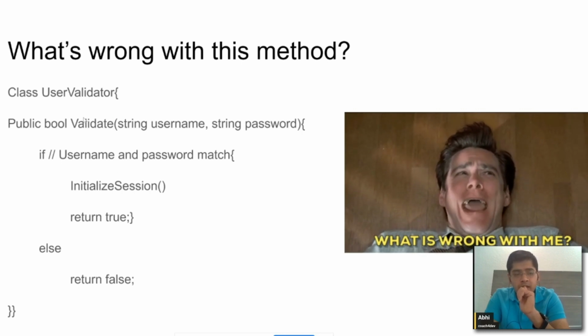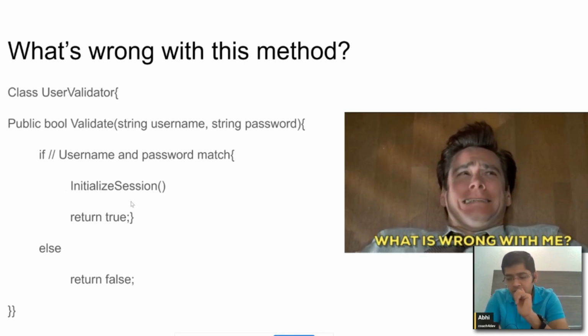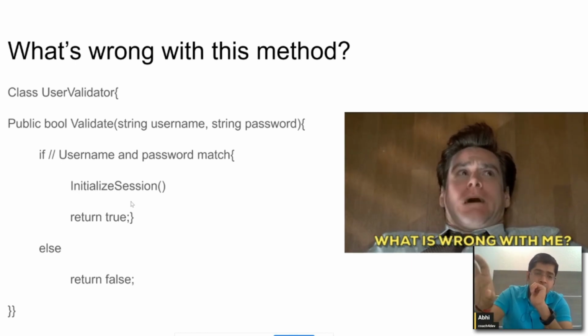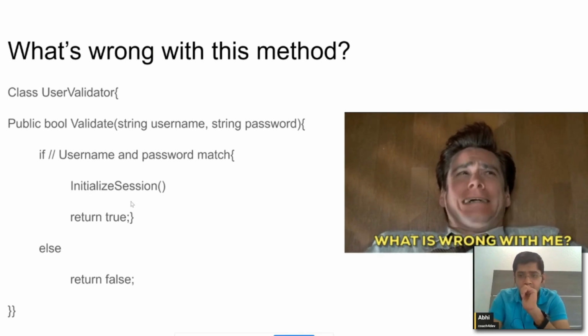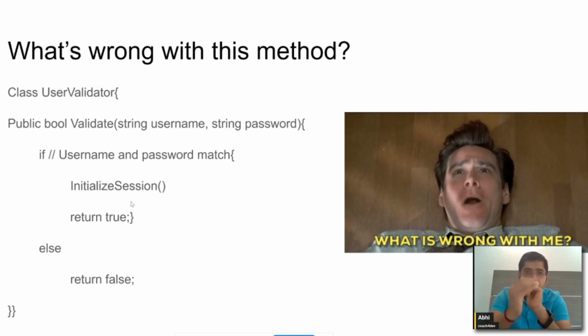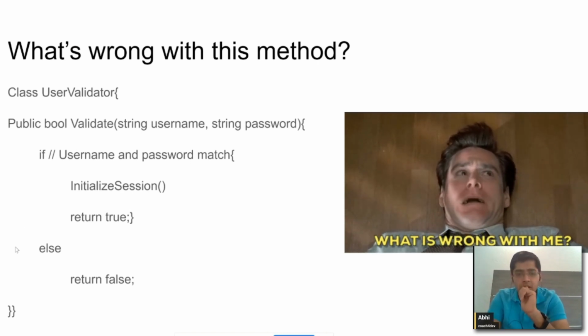You should have a separate method that does the initialize session and all the activities that need to happen. Maybe another method should call validate, which is going to simply check whether the username and password combination is valid or not. If yes, then return true, otherwise return false. If it is true, then do the initialize session and all that ceremony that needs to be done. That should be done by a separate method, and not by the validate method.